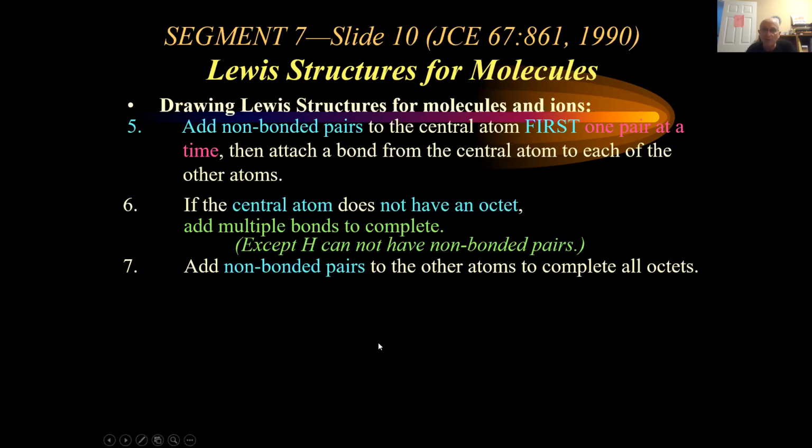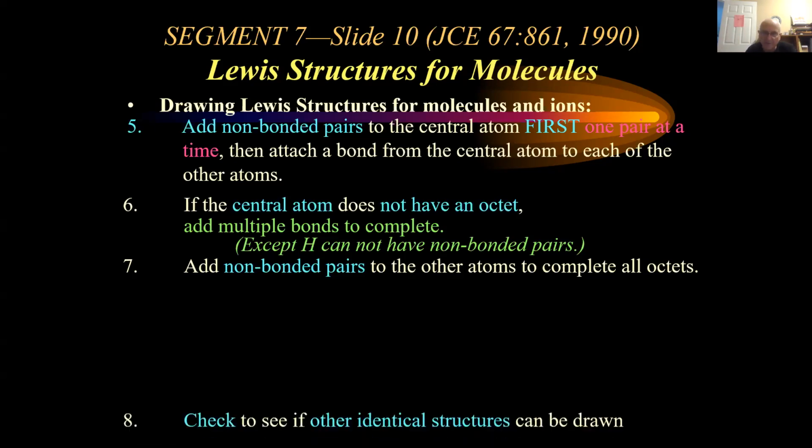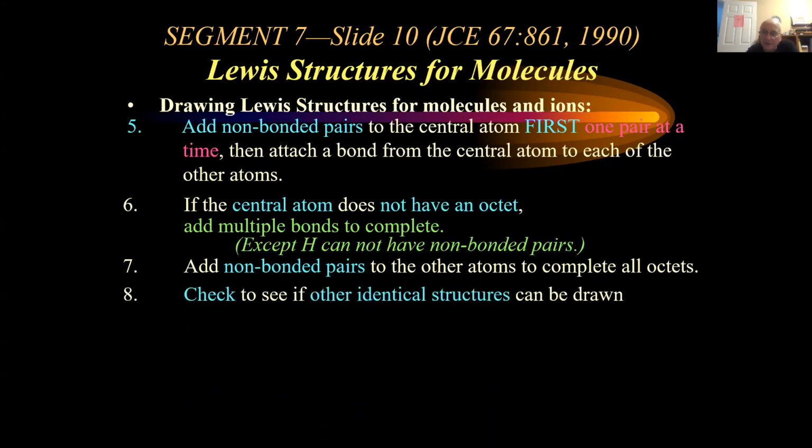So the only time we deal with non-bonded pairs on the central atom is if the math says we've got some, and then we put them in. If the math says we don't have them on the central atom, we don't put them in. We deal with the non-bonded pairs then on the peripheral atoms, the atoms that are added and attached to the central atom. Now, at this stage, we check to see if there are other possible structures. For example, we will do carbonate in a few minutes. It's a good illustration here.